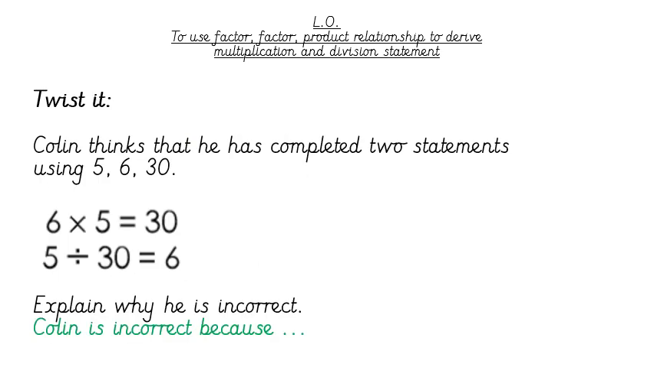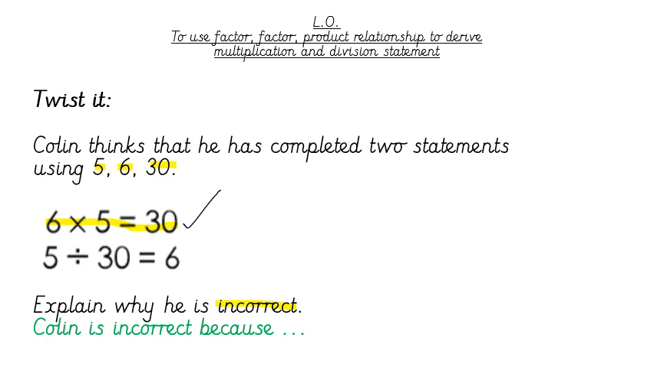Now we have the twist it. So it says, Colin thinks that he has completed 2 statements using 5, 6 and 30. Explain why he is incorrect. So this one says 6 times 5 is 30. Let's see if he's right with that one. So 6 times 5: 5, 10, 15, 20, 25, 30. Oh, so that one is right.